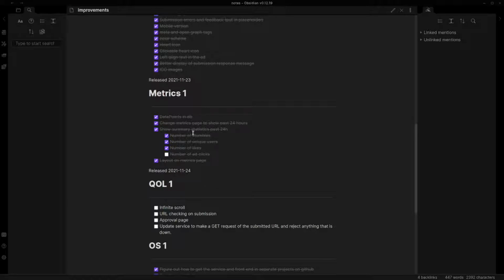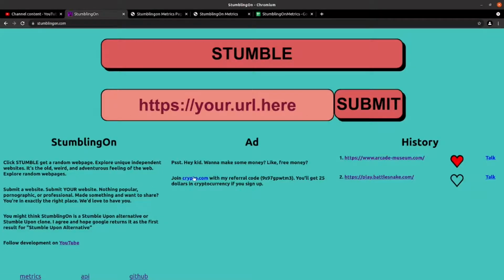The things I wanted to have: number of stumbles, the number of unique users created, and the number of likes. Those are all things that I had before, and I want them to follow my new metrics plan. I had originally intended to include the number of ad clicks, so the number of times that people clicked the StumblingOn ad right here, the crypto.com referral link.